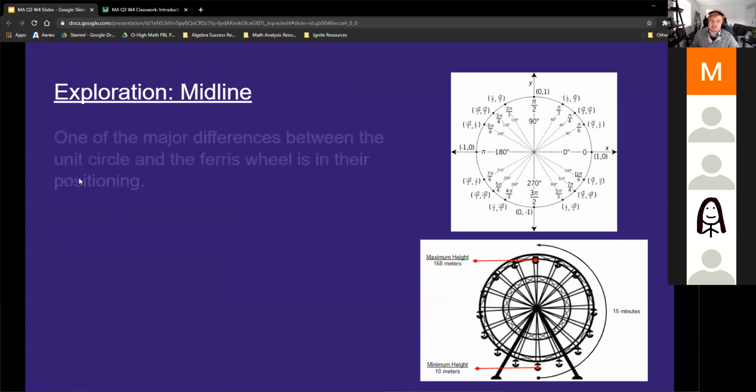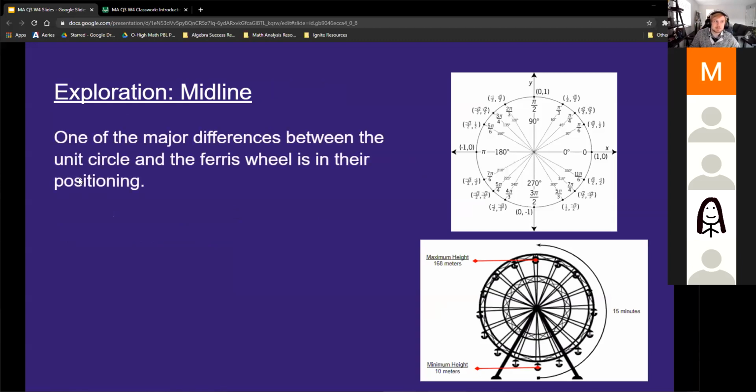In exploration, guys, could I have everyone please change their focus from the Desmos back to our Zoom screen share?